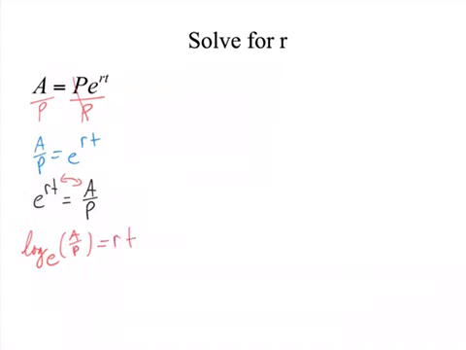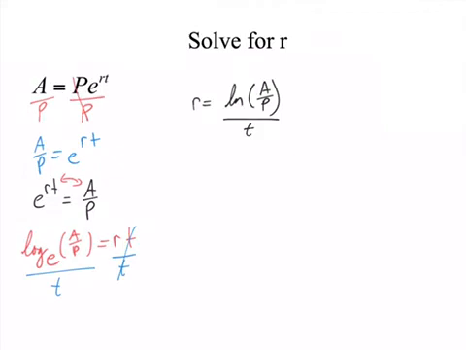Last step, I'm going to get r by itself. So I have to get rid of t, so I divide t off. And I now have r equals, log base e is ln, and I have A over P, that's all over t. That would be one way to rewrite it.